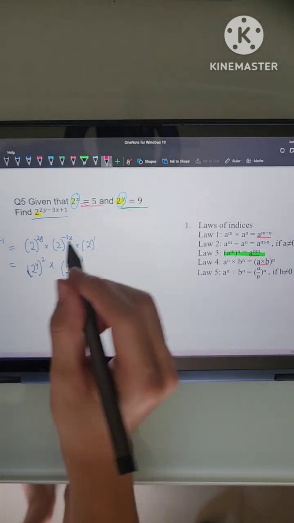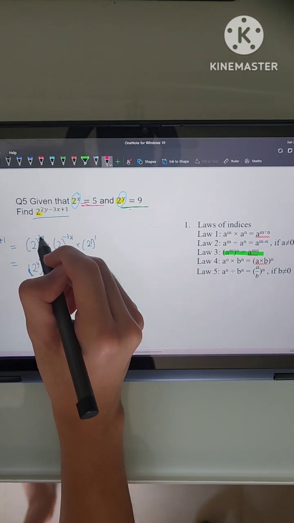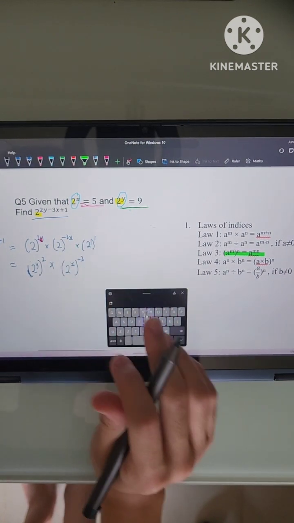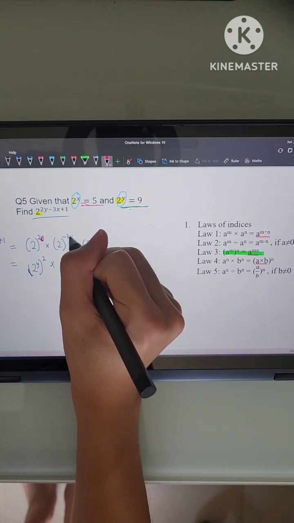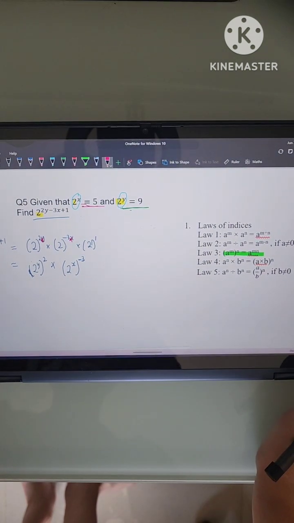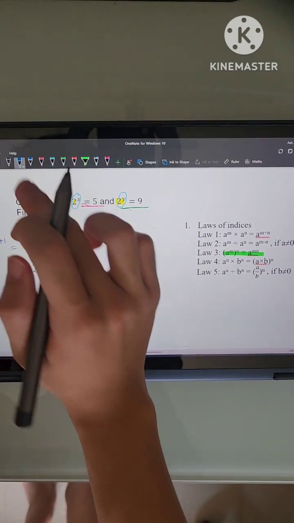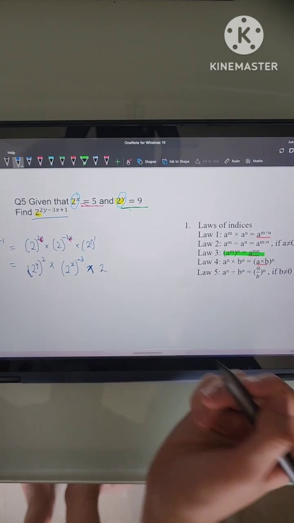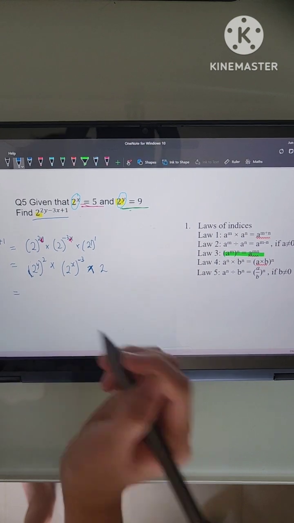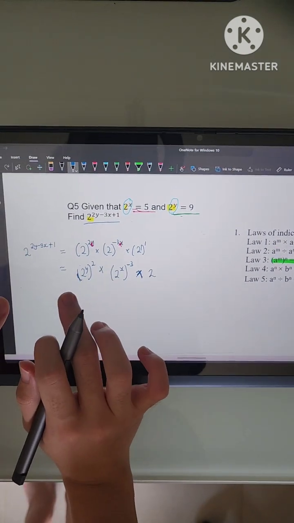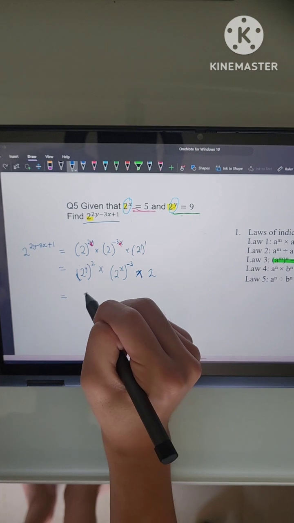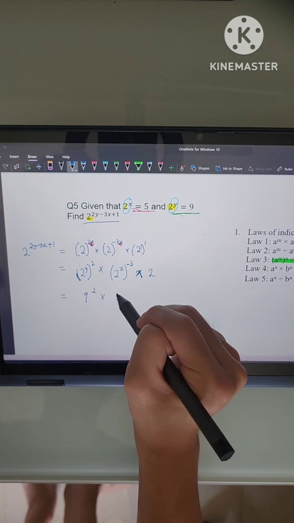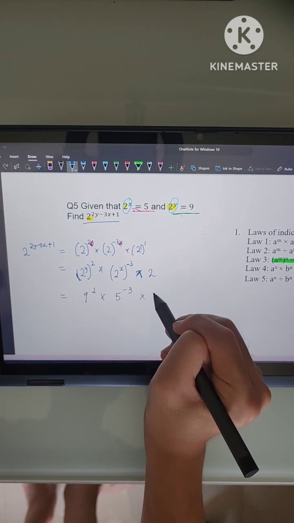If I were to break this down even more, 2 to the power of 2y is just 2 to the power of 2 times y, and 2 to the power of negative 3x is negative 3 times x. And obviously, we can just end off: 2 to the power of 1 is just 2. So now I can substitute. 2 to the power of y is 9, so 9 squared, times 2 to the power of x, 5 to the power of negative 3, times 2.